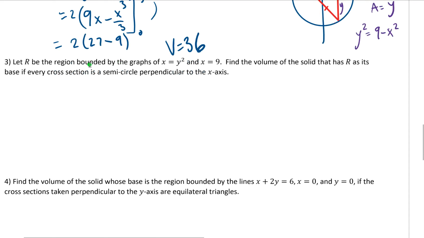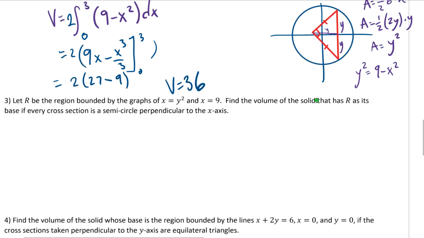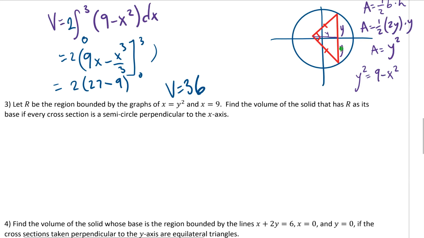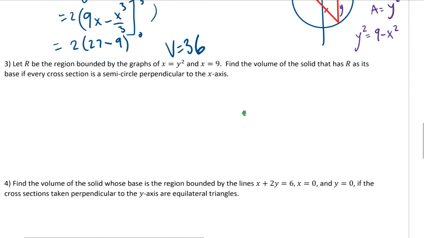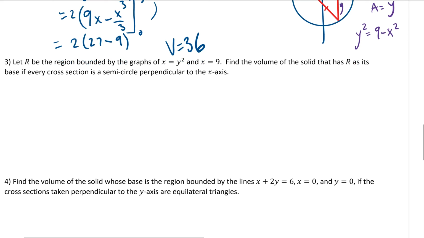next question right here. So let R be the region bounded by the graphs of x equals y squared and x equals 9. Find the volume of the solid that has R as its base if every cross section is a semicircle perpendicular to the x-axis. So go ahead and draw the picture. And I highly recommend this y strategy on this one too. You'll see why. Anyway, pretty fun stuff. Try it out. I'll be back with my solution in a few seconds.